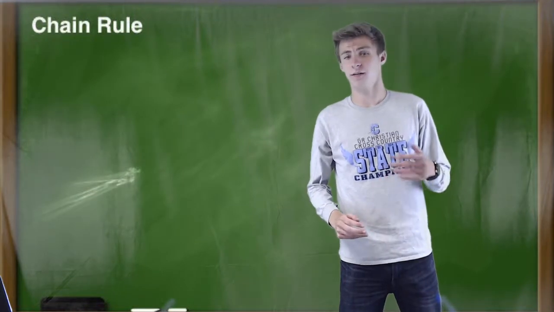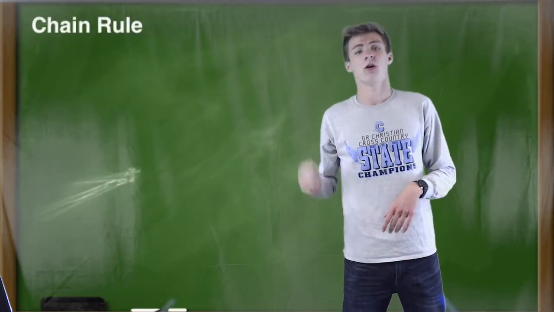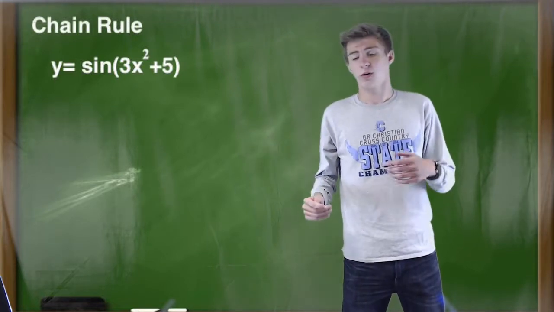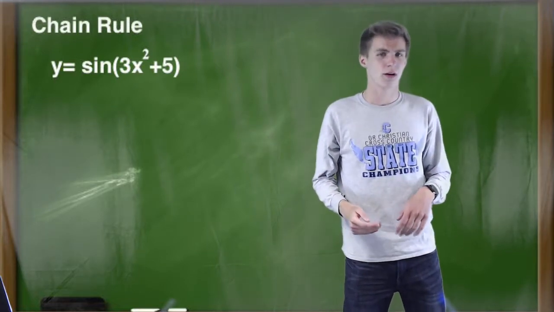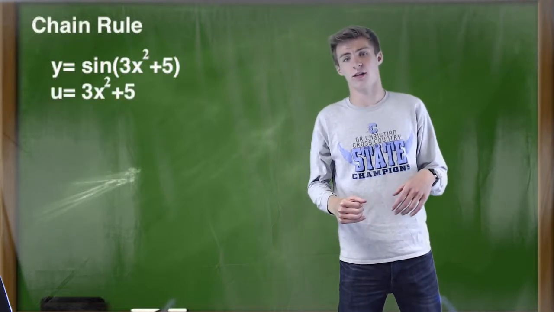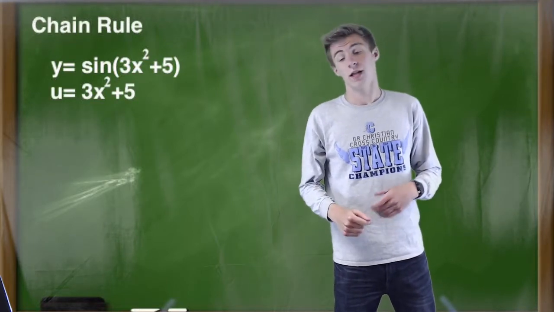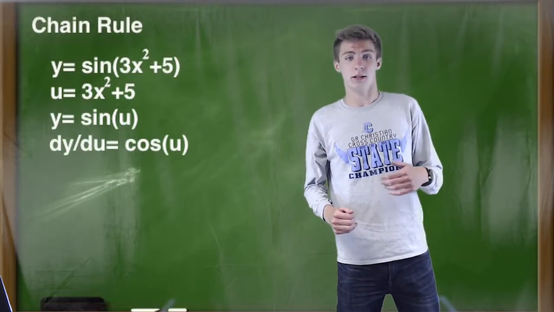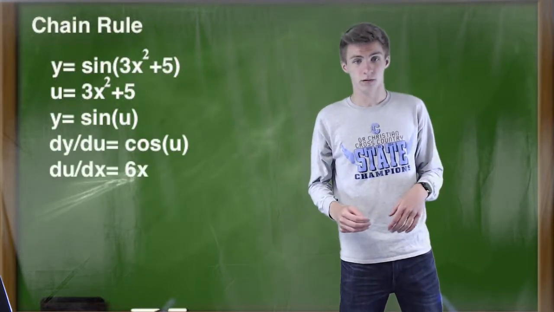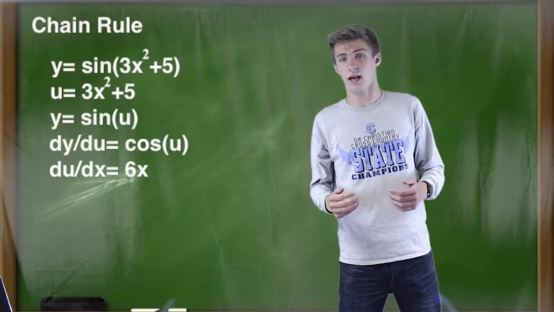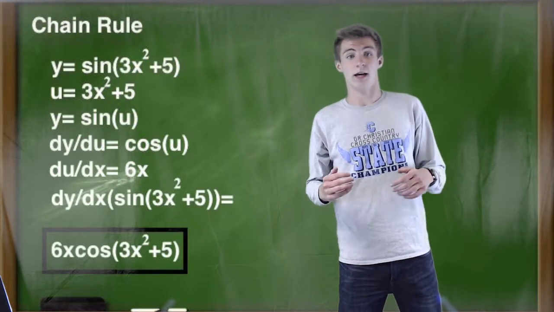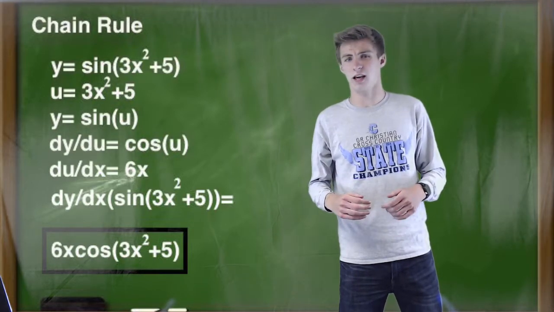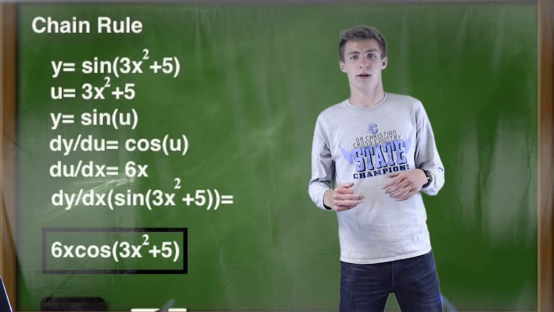Here's a bit of a different example. Take the function y = sine of (3x² + 5), and we're going to solve for dy/dx. First, let u = 3x² + 5. Now you have the equation y = sine of u. dy/du = cosine u, and du/dx = 6x. Therefore, dy/dx of sine of (3x² + 5) equals 6x cosine of (3x² + 5).